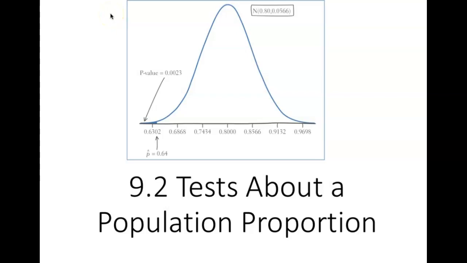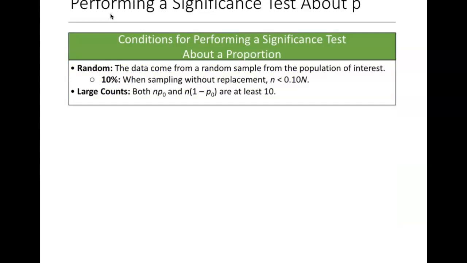All right, so here we go. 9.2, tests about a population proportion.